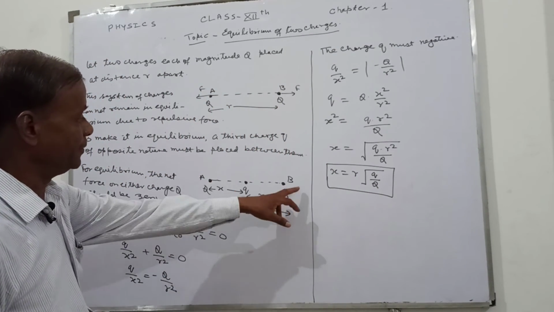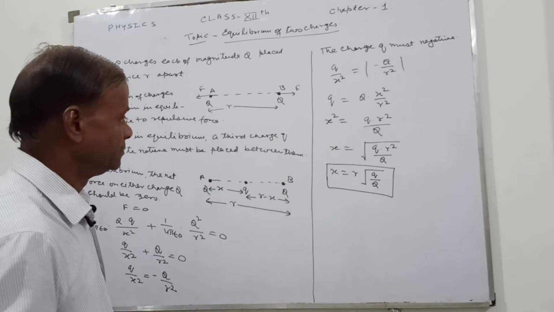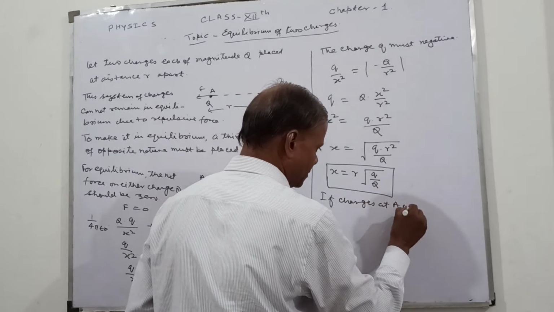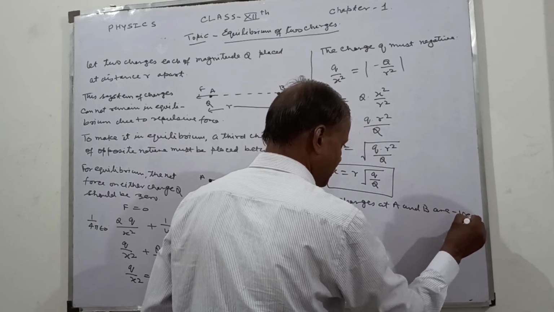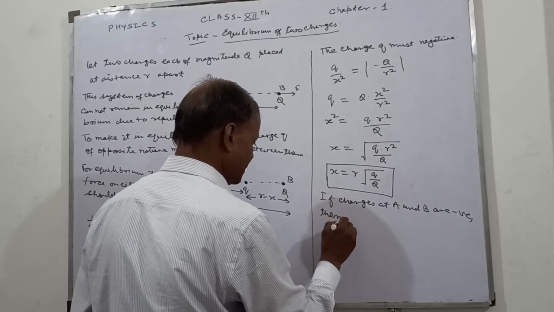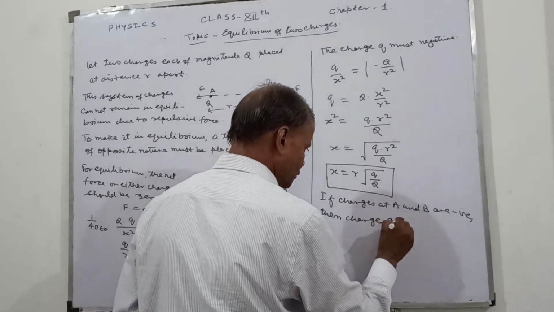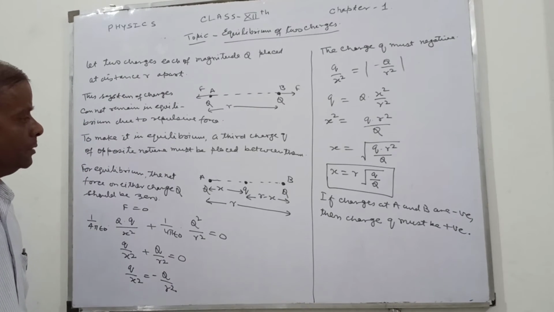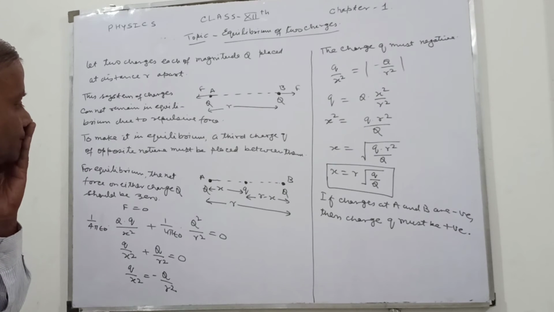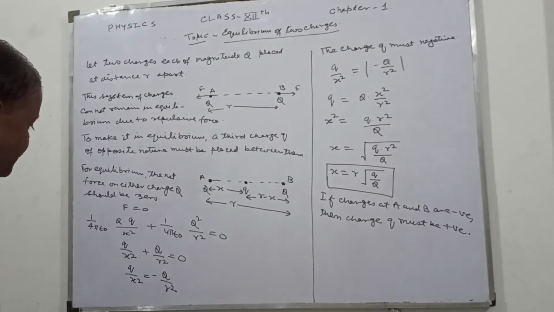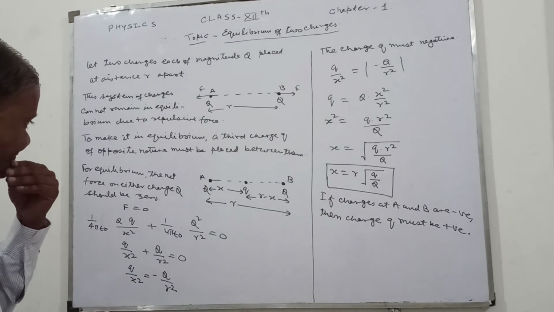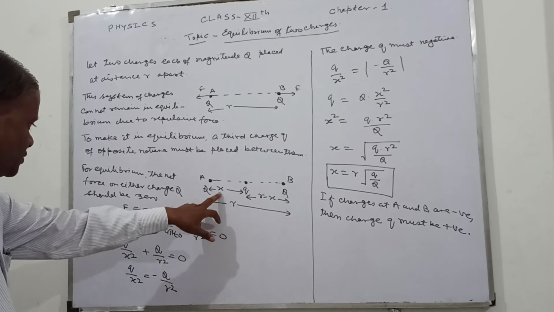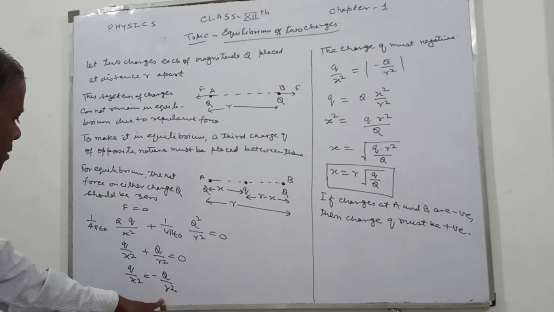Suppose the charges at points A and B are negative, then this charge must be positive. If charges at A and B are negative, then charge Q must be positive. Force on this one because of this charge q is now q square upon x square, and this is okay.